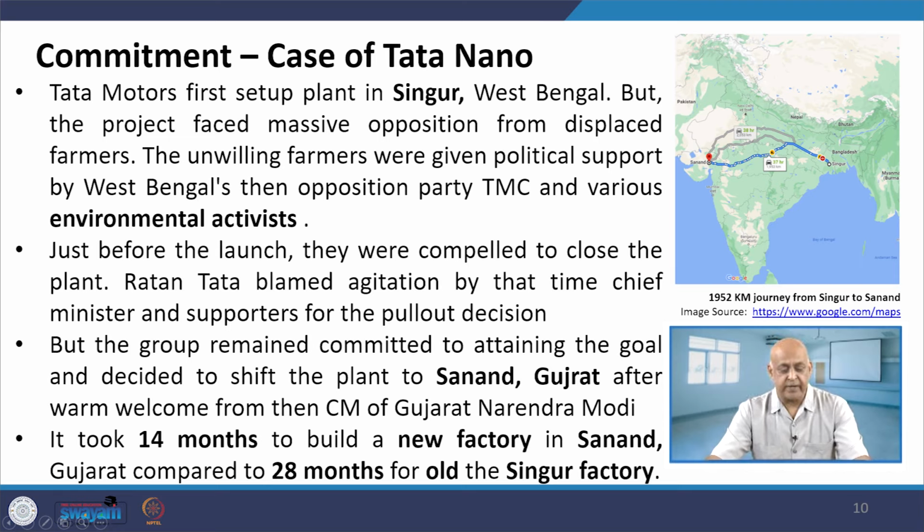First they set up the plant in Singur, West Bengal, but the project faced massive opposition from displaced farmers. Then there was political support from West Bengal's then opposition party, Trinamool Congress, and various environmental activists were involved, as a result of which, just before the launch, they were compelled to close the plant. Ratan Tata blamed the agitation by the then chief minister and supporters for the pull out. But the group remained committed to attaining the goal and decided to shift the plant to Sanand, Gujarat, after a warm welcome from the CM of Gujarat, at that time Narendra Modi.